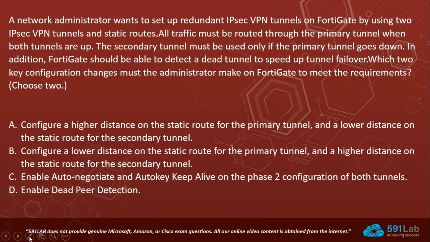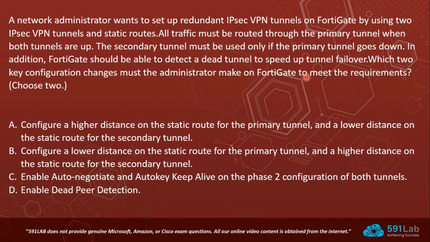A network administrator wants to set up redundant IPsec VPN tunnels on FortiGate by using two IPsec VPN tunnels and static routes. All traffic must be routed through the primary tunnel. When both tunnels are up, the secondary tunnel must be used only if the primary tunnel goes down. In addition, FortiGate should be able to detect a dead tunnel to speed up tunnel failover. Which two key configuration changes must the administrator make on FortiGate to meet the requirement?